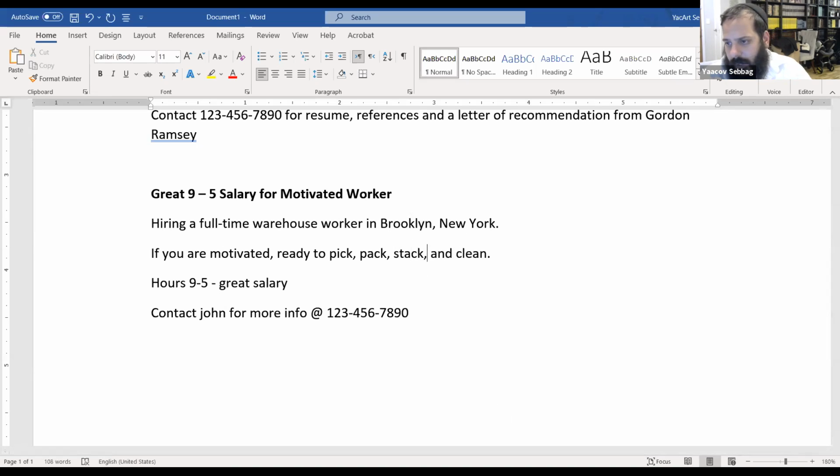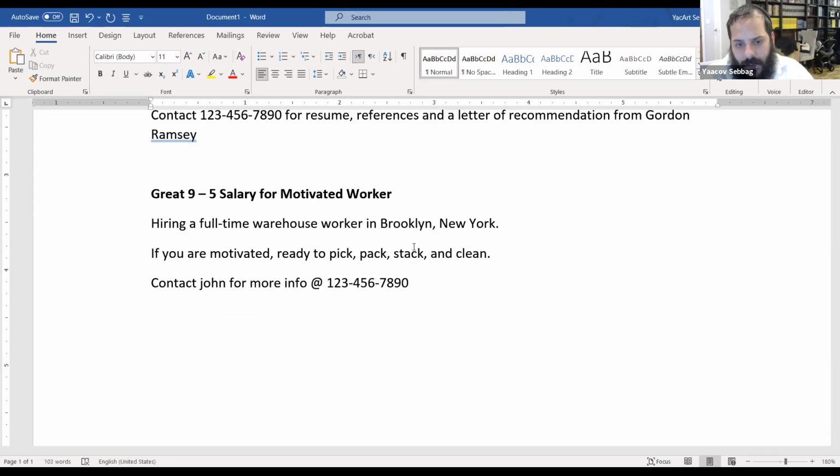Stack and clean, let's say something like that. We already said hours and great salary. And we would make capital J for more info. You wouldn't need the at necessarily.